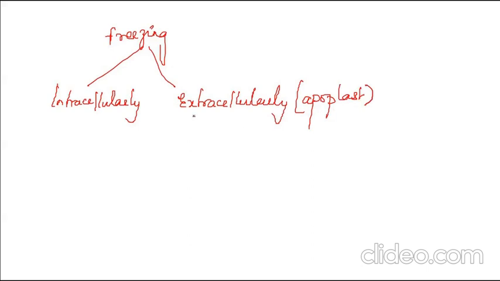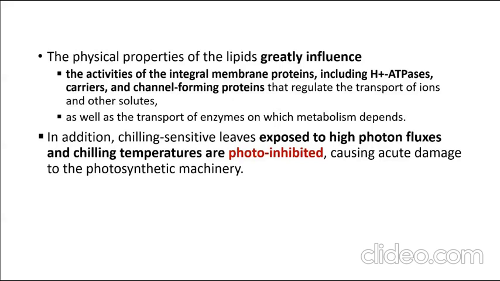So when the ice formation is in the extracellular region, the physical properties of the lipids greatly influence the activity of channels and carrier proteins. These channel and carrier proteins regulate the transport of ions and other solutes, as we all know. One of the proteins which is inhibited is H plus ATPase. The activity of integral membrane proteins, for example H plus ATPase, carriers and channel forming proteins, is highly regulated and affected by chilling stress.